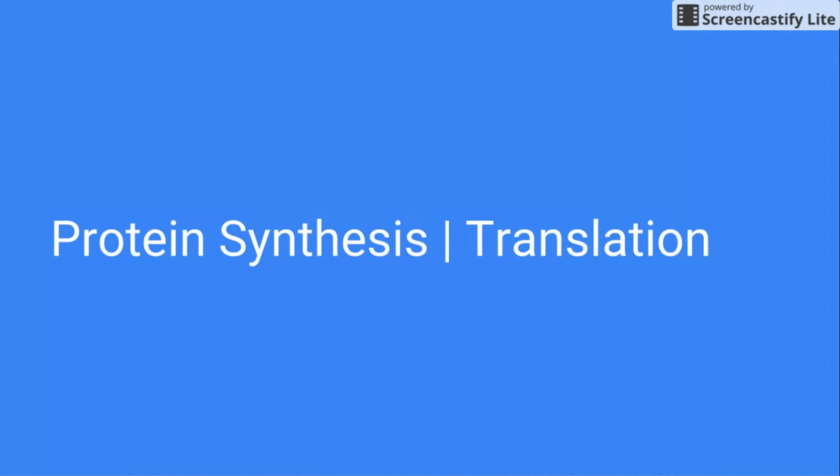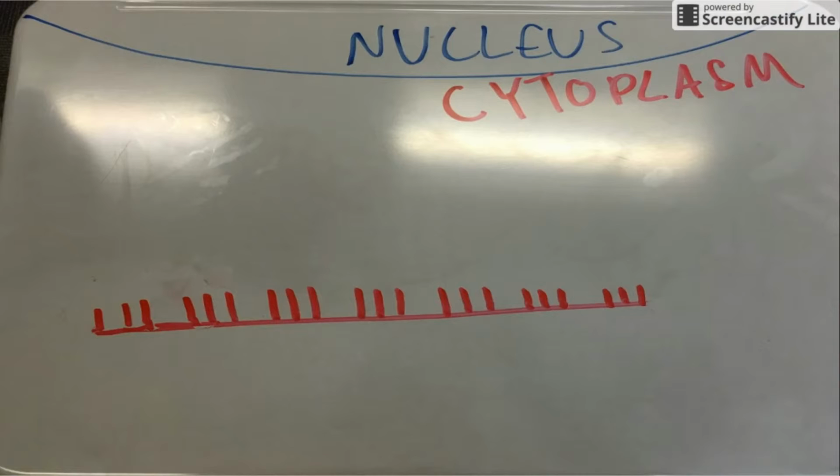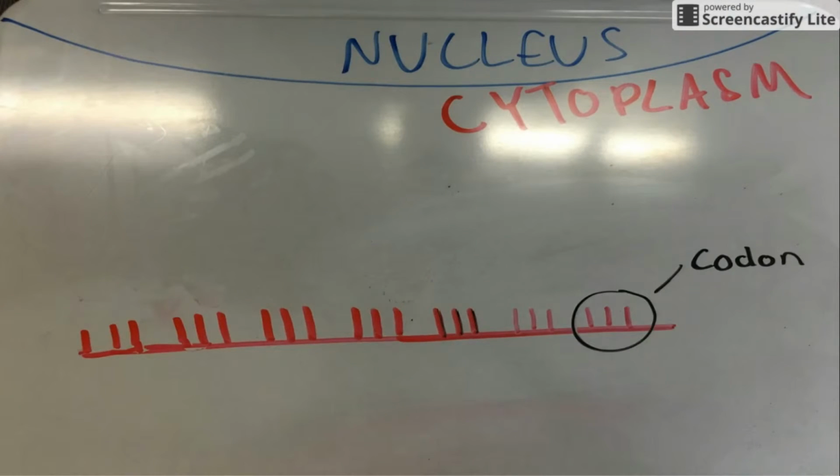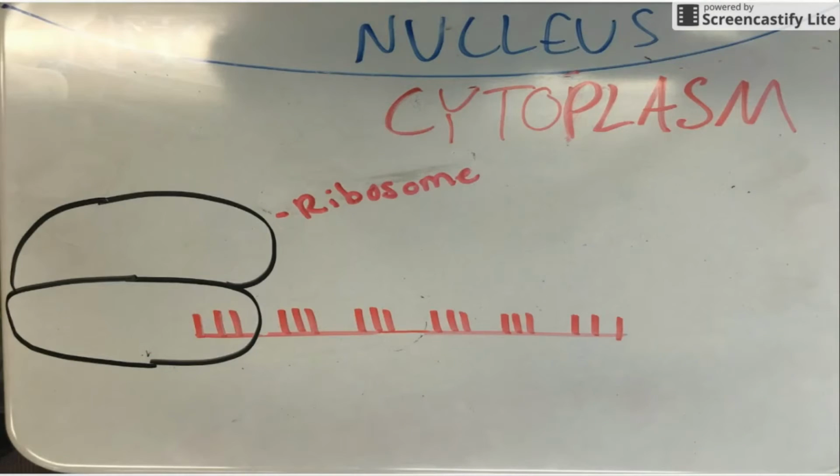Translation. Now that we have an mRNA strand to build a protein from, we can start building the protein. A codon is a section of 3 nucleotides on an mRNA strand. This is what we read from to get to the correct amino acid. A ribosome moves along the mRNA strand, reading 1 codon at a time.